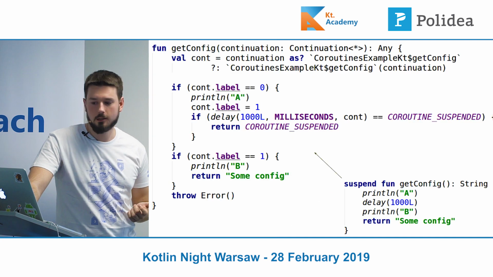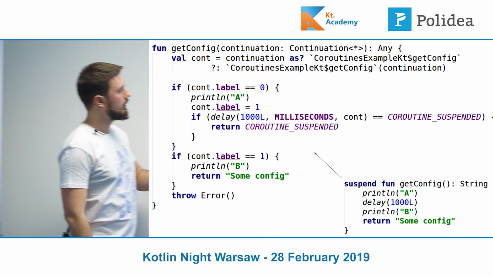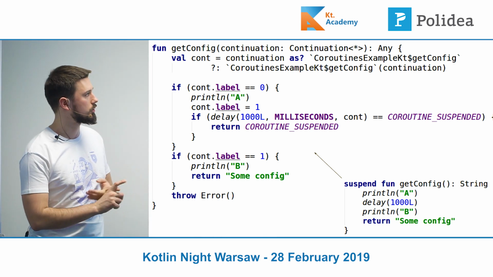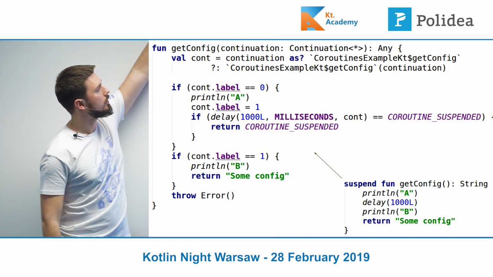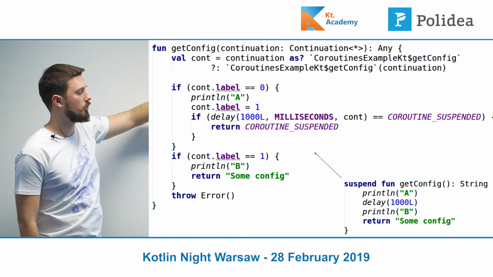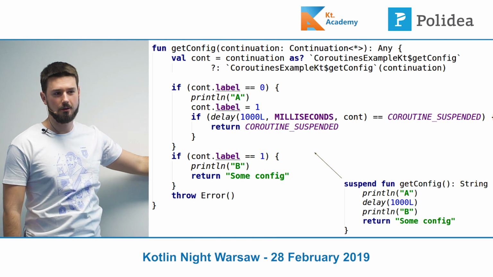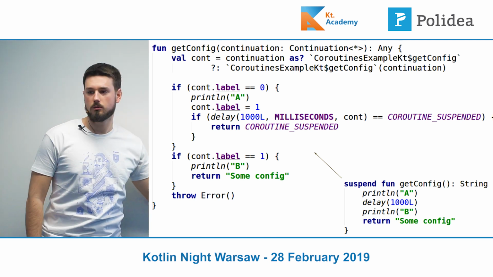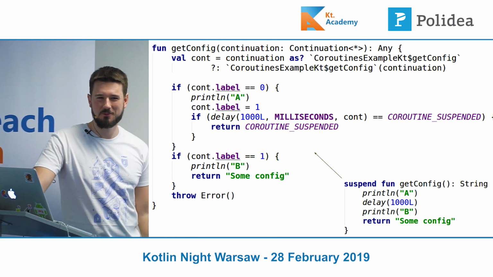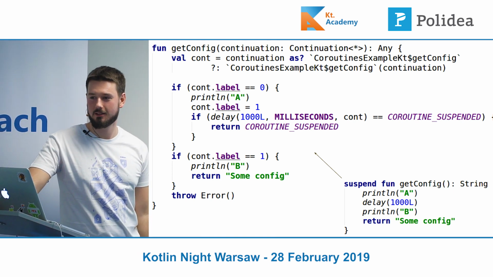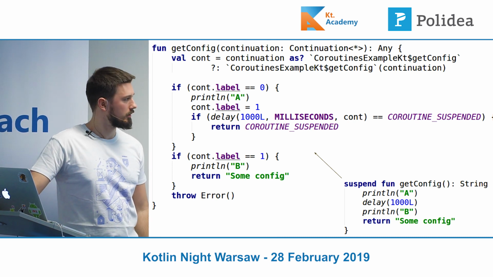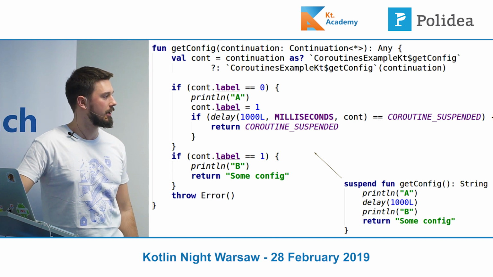So getting back to our function, when resume on continuation was called, getConfig was called with reference to the continuation. Label was set to 1, so we jumped in here, and we continue like normal. You will have it all on YouTube and Twitter, these slides, so you can take a look a bit more and analyze it line by line.